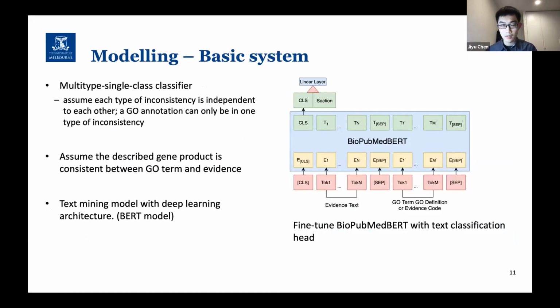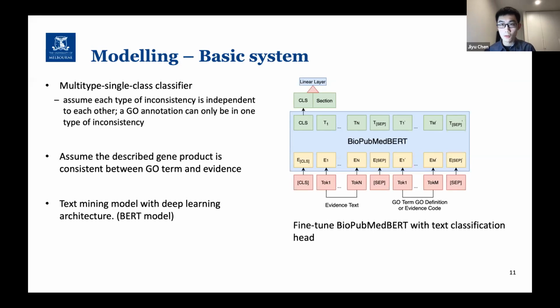We model the inconsistency detection with a multi-type single-class classifier. So this relies on 2 independent assumptions shown here. At the current stage, we assume that the described gene product is consistent between the GO term and evidence. So we only focus on detecting the contextual inconsistencies between the evidence in the cited publication and the GO term.